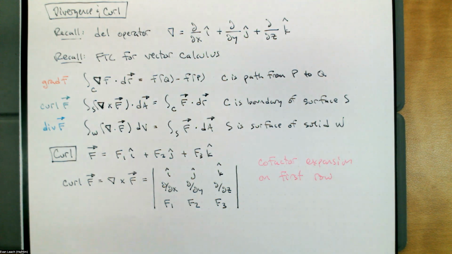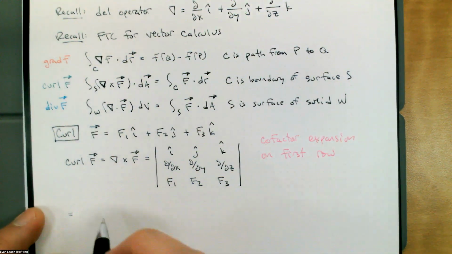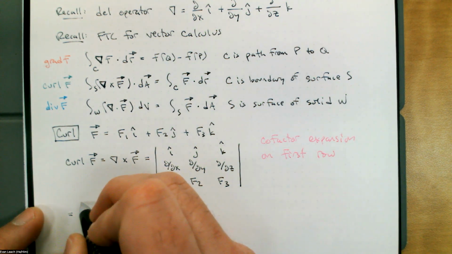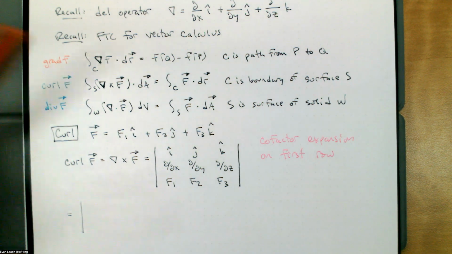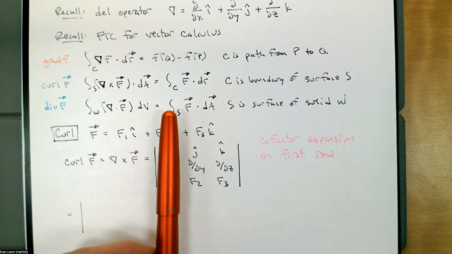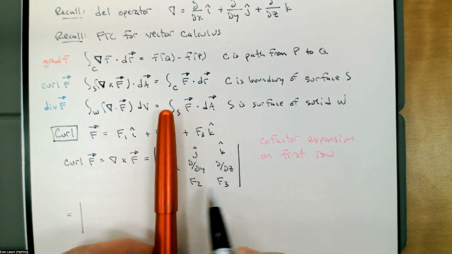So I'm going to have the i component. We're going to have the i component times the determinant of its cofactor. So if I take out the first row and the first column, the cofactor will be partial with respect to y, partial with respect to z, F2, and F3.